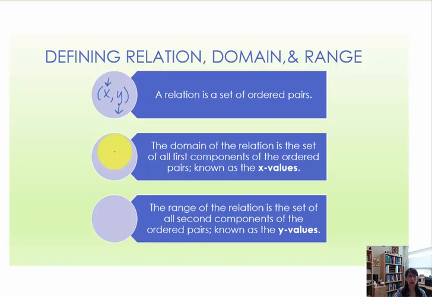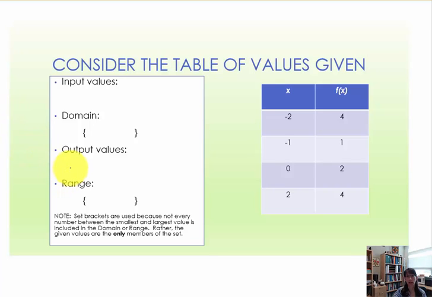The domain of the relation is the set of all the first components of the ordered pairs, known as the x values. The range of the relation is the set of all second components of the ordered pair, known as the y values. So we're going to explore some different ways that these components, or domain and range, can be given to us. One way that we can be given information is in a table of values.